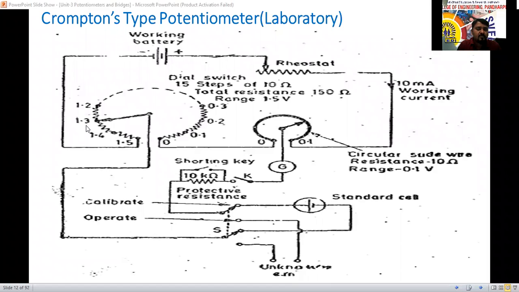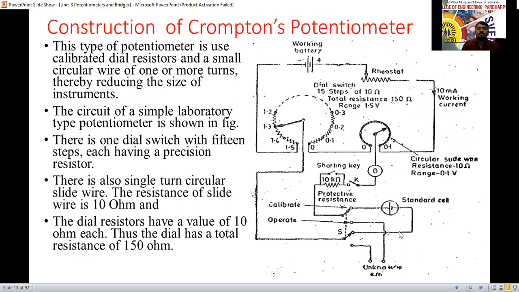Yes. So here the sliding contact is there. Suppose I have connected here. This also has a voltage given. Whatever voltage there is from here to this point, only this much we are going to consider. If the null detector is there, we can compare that. That is called Crompton's type potentiometer, or this potentiometer is also called a laboratory type potentiometer. We are going to call it that.